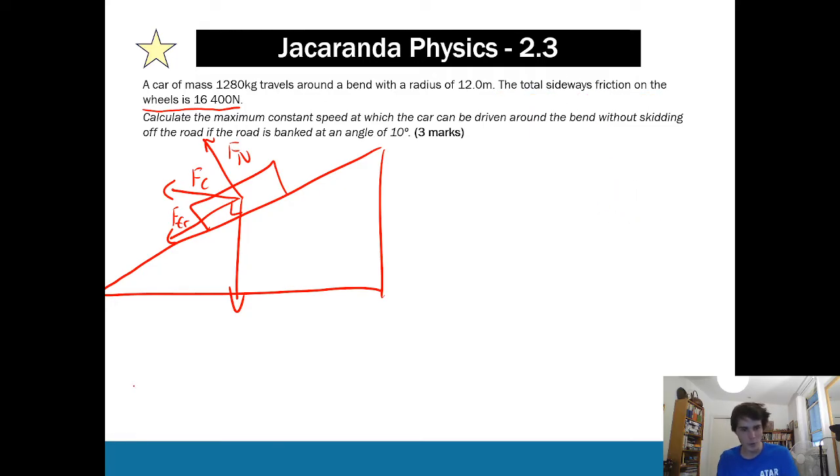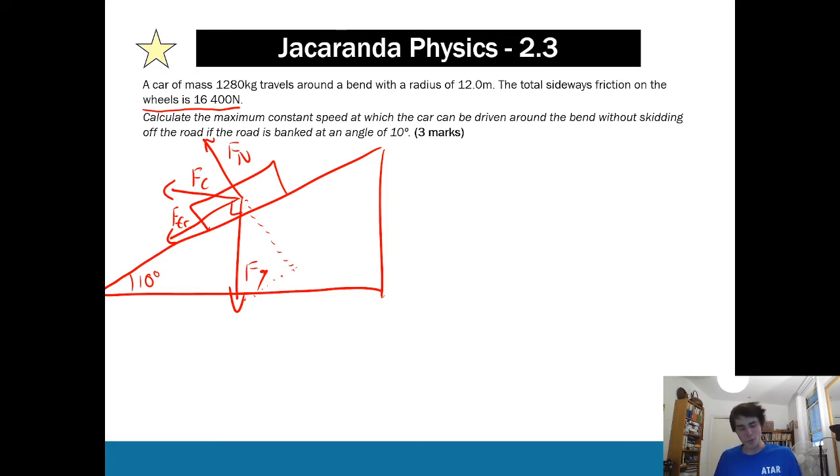Now, normally, what you might be comfortable doing most of the time is we take our gravitational force. I didn't actually label this as the gravitational force, but it is, and we split it into two components, right? Most of the time, we would split the gravitational force into a component that's parallel to the plane and a component that's not parallel to the plane.